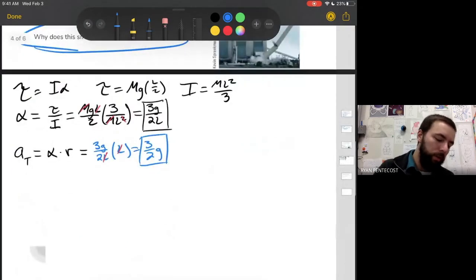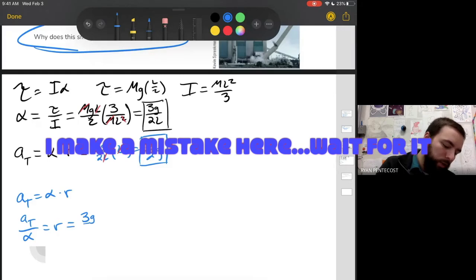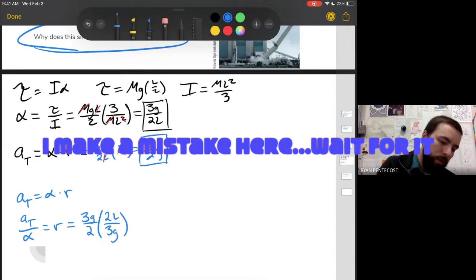Now we can also look, using this equation, a_t equals alpha times radius. At what radius along that rod is the acceleration just g? So if we take a_t divided by alpha, we could get the radius for that. So if we take a_t, which is 3g over 2, and we multiply by the reciprocal of alpha, which would be 2L divided by 3g, right? Let's see what cancels. 3g's cancel. The 2 cancels.